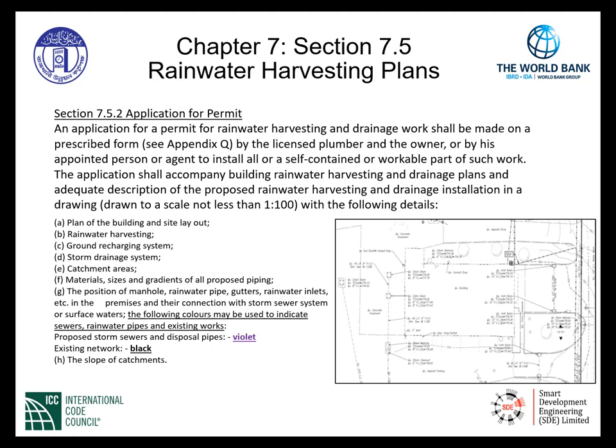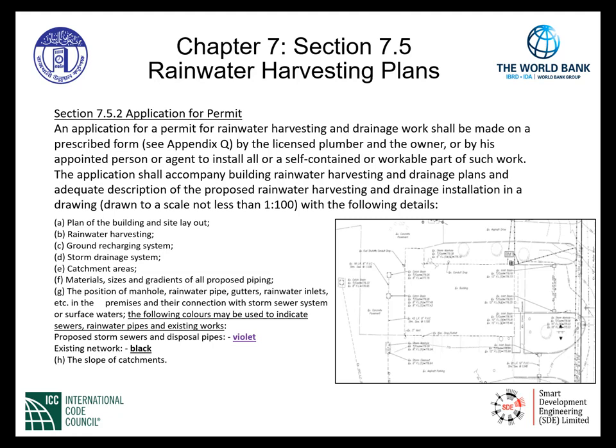7.5.2, Application for Permit. An application for a permit for rainwater harvesting and drainage work shall be made on a prescriptive form. The reference here is Appendix Q. The prescribed form must be submitted by the licensed plumber and the owner, or by his appointed person or agent, to install a self-contained or workable part of such work.